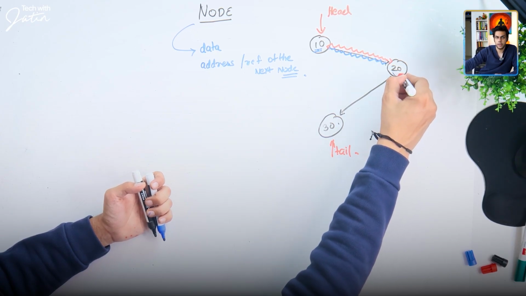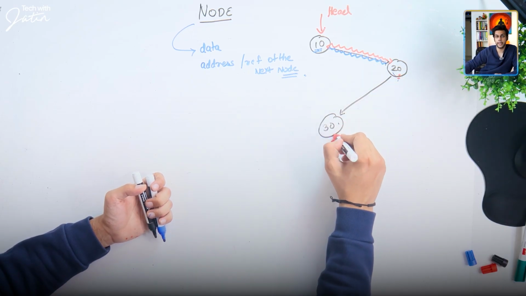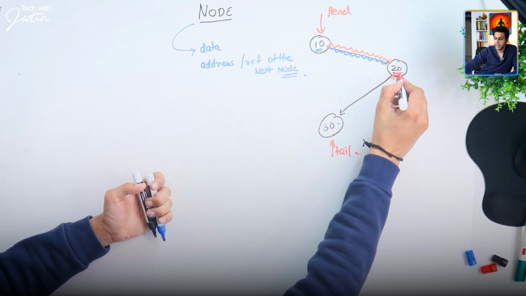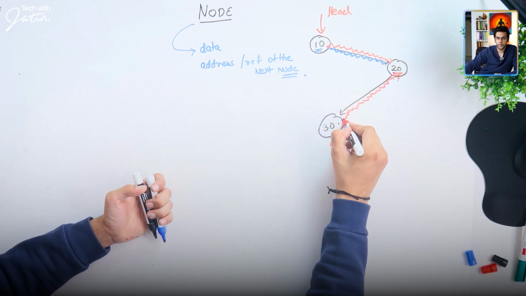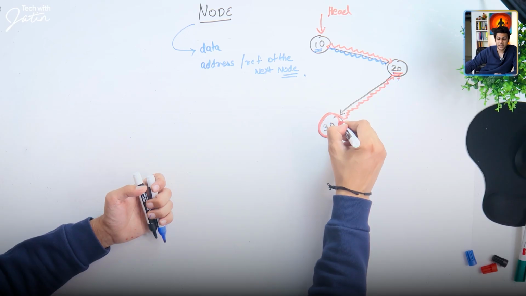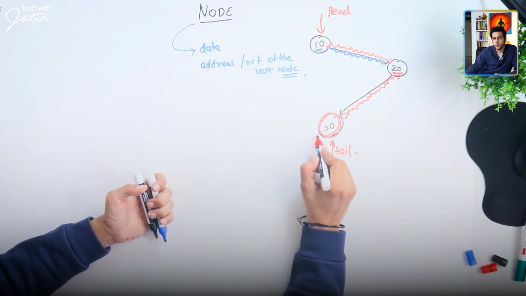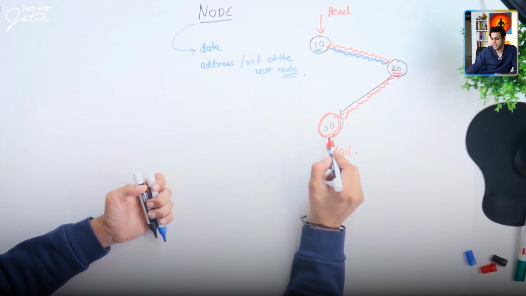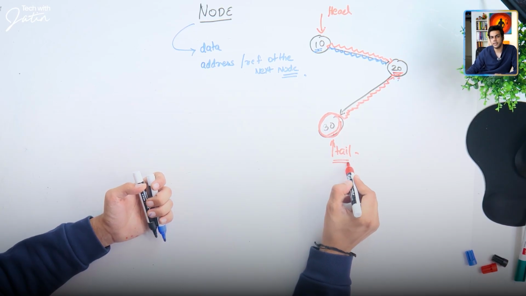Once we reach node 2, only then will I come to know that there is a node 30 that exists, because not only is there data for 20, but it also has the address to the next node. Once we reach node 30, the third node over here, we see that there is no other reference to a fourth node. Since there is no other reference to the fourth node, this is the tail. This is the last element.